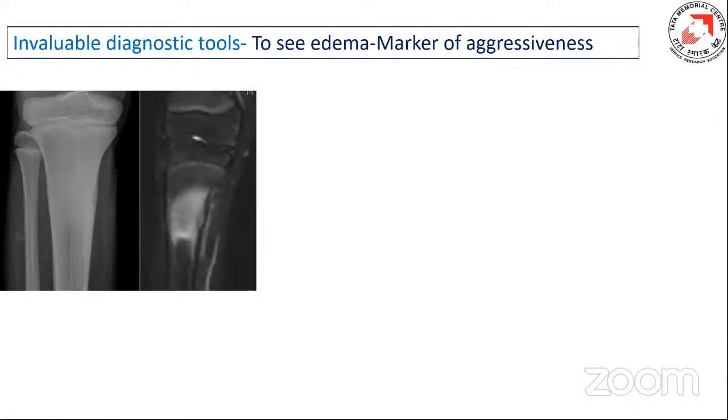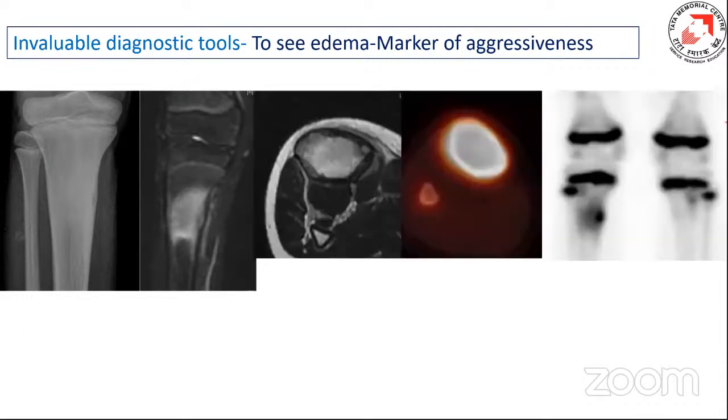So you will see there is a lucent nidus here, and then there is subtle sclerosis. The moment you do MR, you can find out there is an exponential amount of edema. So all lesions which have edema will require some kind of intervention to relieve the pain. Next slide, please. This is a classical case of osteoid osteoma. You can look for the cortical-based nidus in this X-ray, and these lesions are typically very active on PET as well.